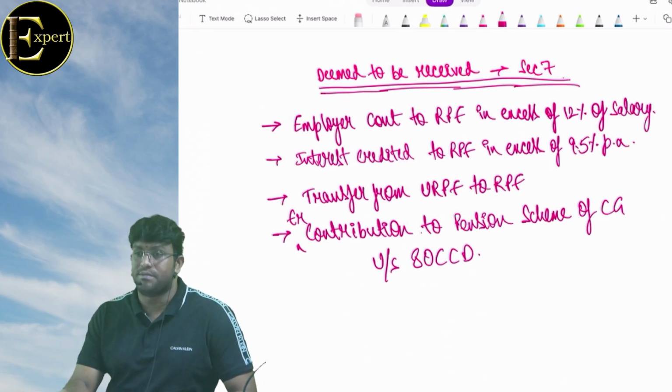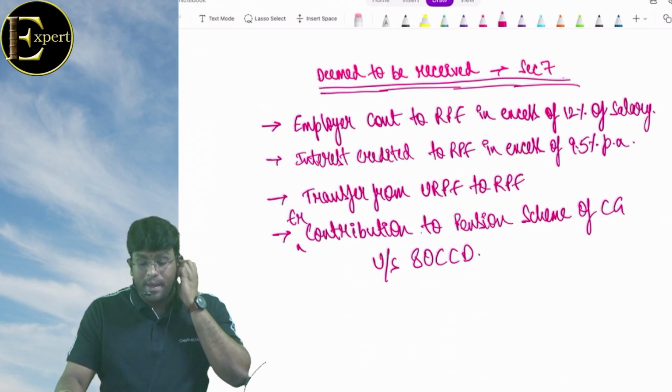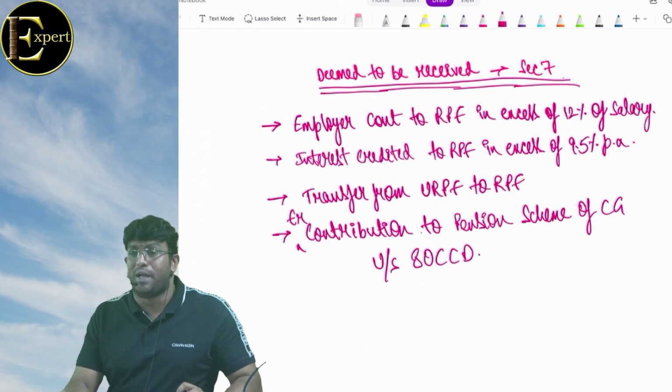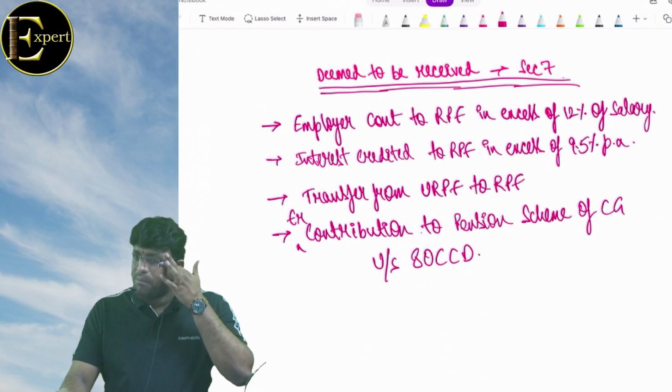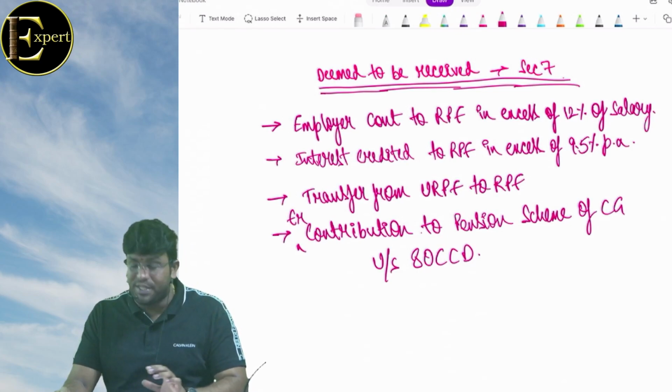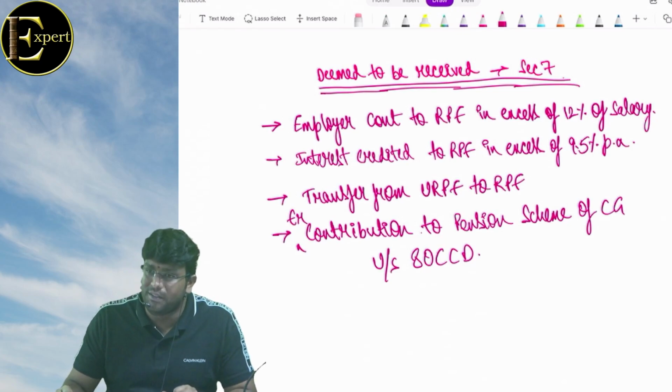Come on, what is the first case? Employer contribution to RPF in excess of 12% of salary. Number 2, interest credited to RPF in excess of 9.5% per annum. Number 3, transfer from URPF to RPF. Number 4, employer contribution to pension scheme of central government. Under which section? 80CCD. That's it. Clear with this point, everyone?